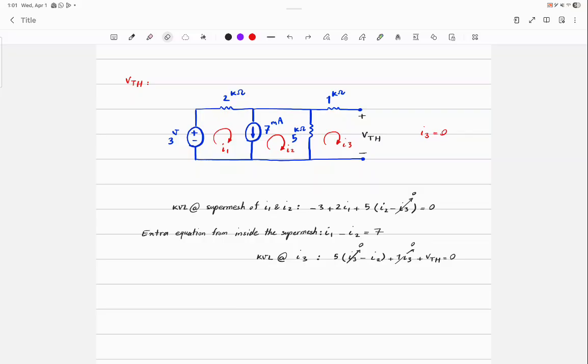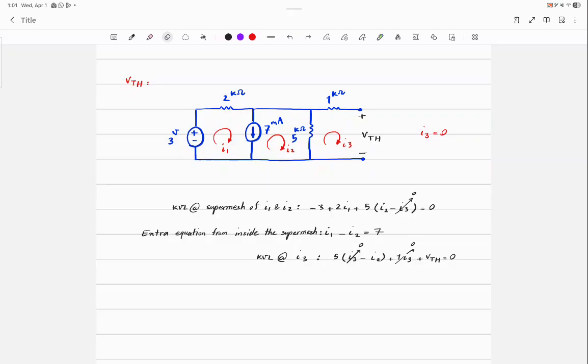Yes? Would the answer change if you added a resistor in series with that current source? No. First of all, let me talk about 2 cases. If there was a resistor in series with a current source, would that change my KVL at the supermesh? No, because you go around that. You don't consider that branch.